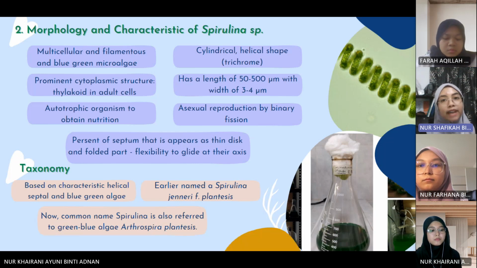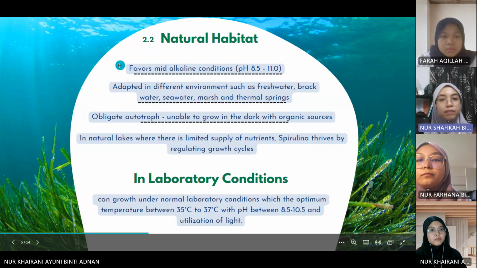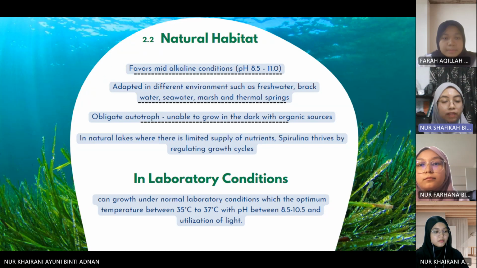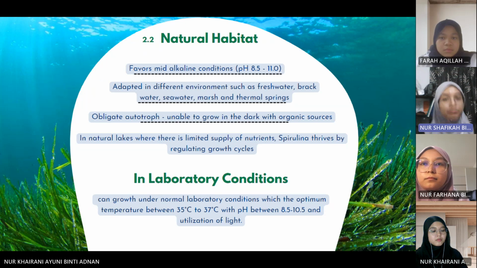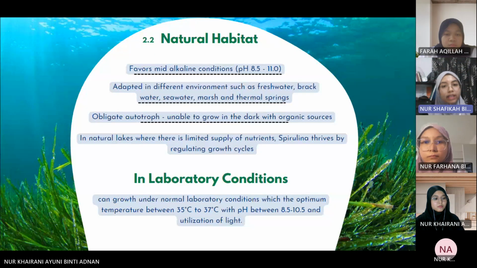Next, in a natural habitat, Spirulina favors mildly alkaline conditions, which is pH 8.5 to 11. Spirulina adapted to different environments, mostly aquatic ecosystems such as freshwater, brackish water, seawater, marsh, and thermal springs. Spirulina is an obligate autotroph that is unable to grow in the dark with organic sources. In natural lakes, when there is a limited supply of nutrients, spirulina thrives by regulating its growth cycle.